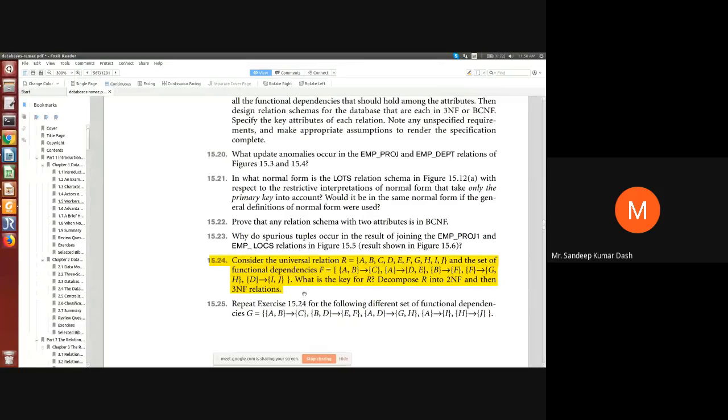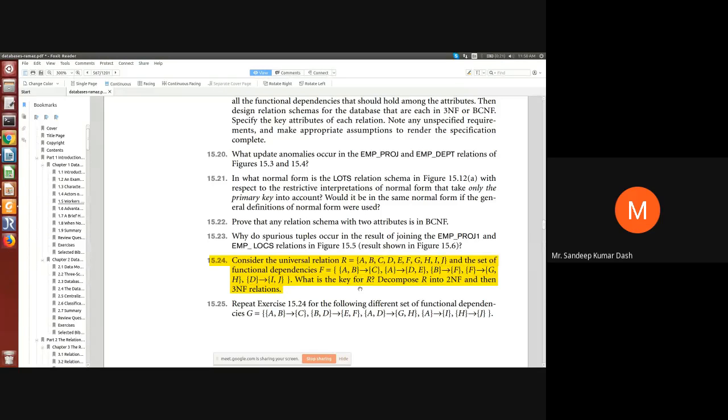This has to be decomposed into 2NF. Consider the universal relation R where there are 10 attributes, A to J. The set of functional dependencies is given: A, B determines C; A determines D, E; B determines F; F determines G, H; D determines I, J. Then the first thing is, what is the key of R? The key is not given. In every schema you usually get the underlining, so you know which is the key, but here you have to find the key.